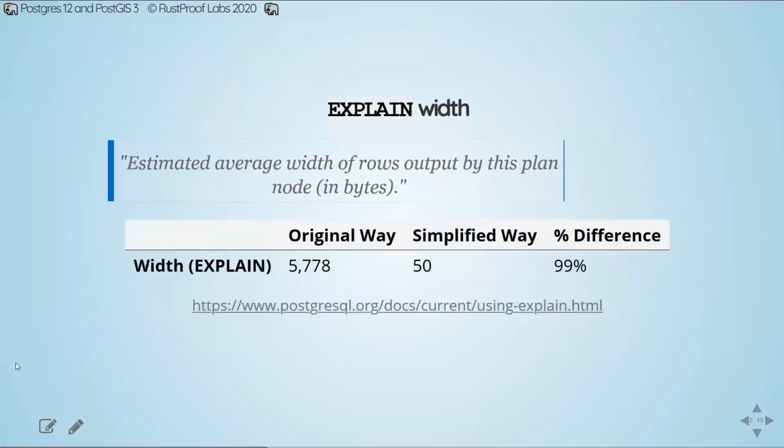All right, so coming back to that width parameter. The width is used by the query planner, and it estimates how big it thinks each row is going to be. One of the most common issues when I see folks with performance issues with PostGIS data is they don't realize how much data they're actually pulling back. So this is one of those good parameters to look at, how big each row is going to be according to the query planner. And we can see here that by simplifying the data, we go from almost 6 kilobytes per row to 50 bytes per row.